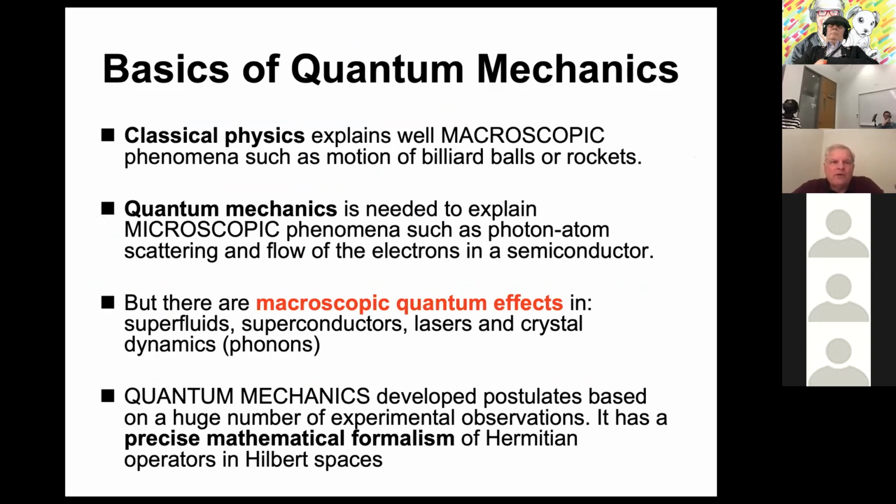So the basics of quantum mechanics are such that by and large, we tend to agree that quantum mechanics is needed to explain microscopic phenomena. Classical physics works well in the macroscopic domain, but there are also macroscopic quantum effects. So it's not quite sharp to divide it this way, because superfluids, superconductors, lasers, and even crystals, dynamics of crystals, can only be understood by quantum mechanics, and I mentioned magnets.